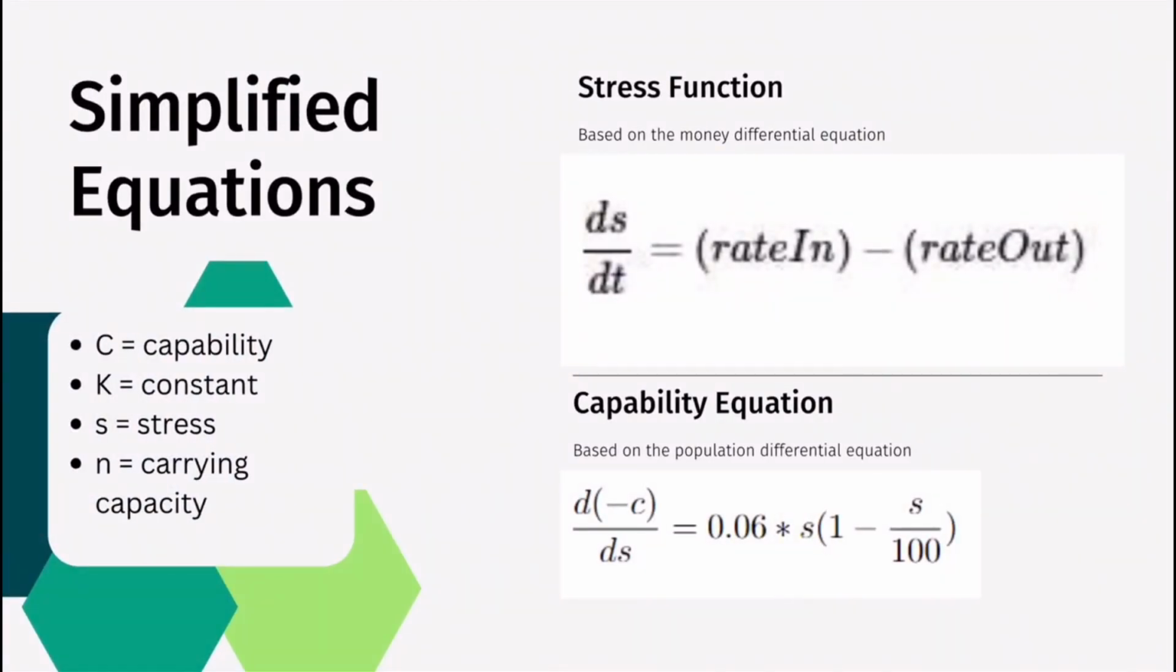After making our assumptions, we had to create the models. We created a differential equation to map stress. This model was based off of the money differential equation model. There is a rate in, at which stressors are causing stress, and a rate out, at which stress is dissipating. In order to take capability into account, we also created a capability equation based on the population logistic differential equation.